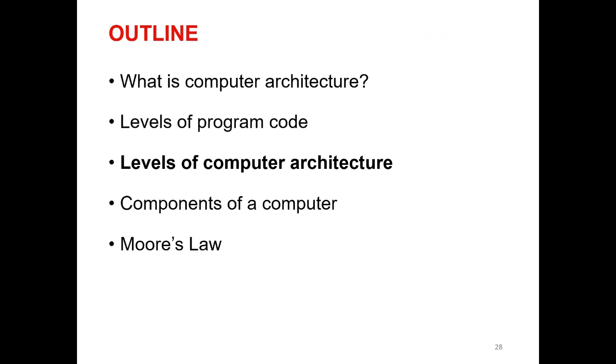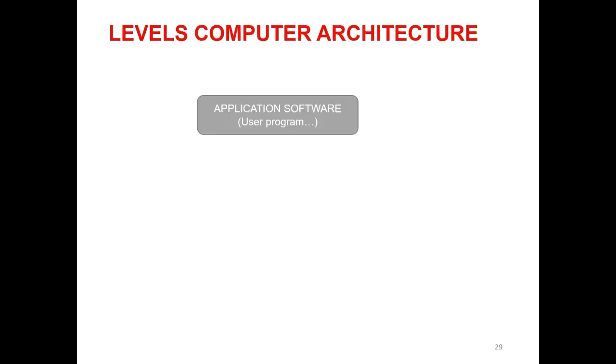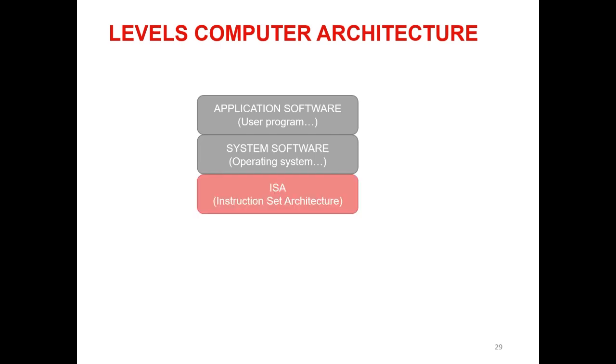So we have seen what computer architecture is, we have seen levels of program code, and now we are going to see the equivalent levels for computer architecture. The top level is similar to the levels of program code: the application software, a program that you may have. Then again, we have something called system software, as we have mentioned. This could be the operating system, Windows, Linux, whatever. And then we have something called instruction set architecture. This is actually the assembly language that we are mentioning.